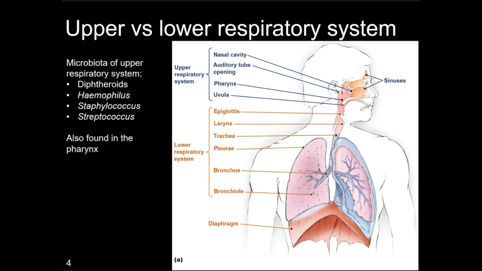The microbiota of the upper respiratory system includes the diphtheroids, Haemophilus, Staphylococcus, and Streptococcus. You should recognize Staphylococcus and Streptococcus and Haemophilus at this point as being causes of diseases. Staphylococcus and Streptococcus have been described in both the lectures that we've discussed so far. Haemophilus influenzae was discussed in a chapter on the nervous system. These microbes may also be found in the pharynx.